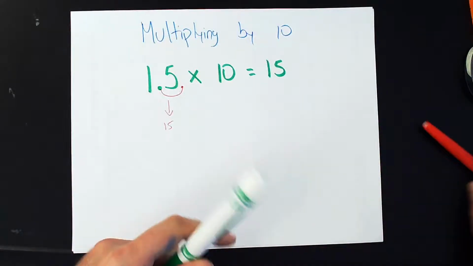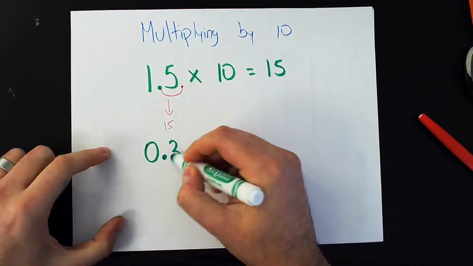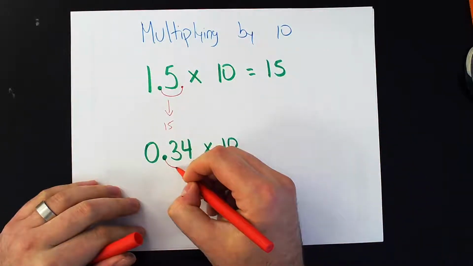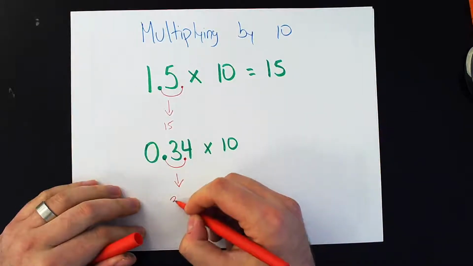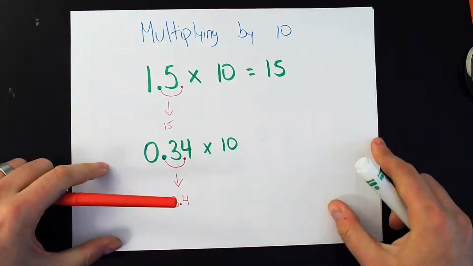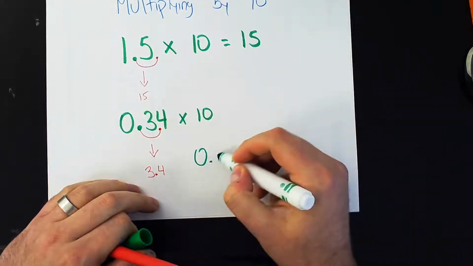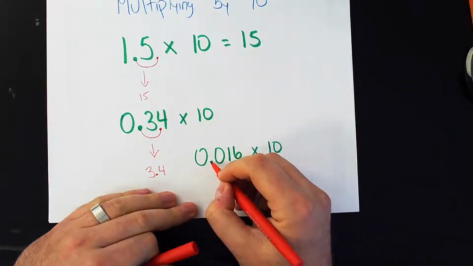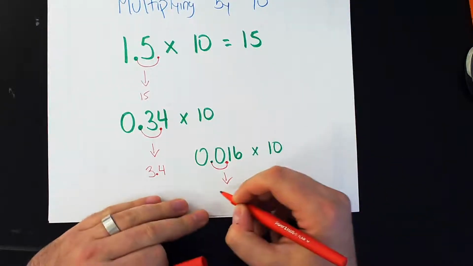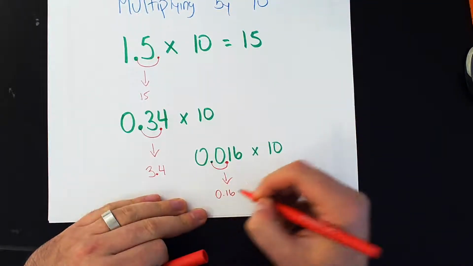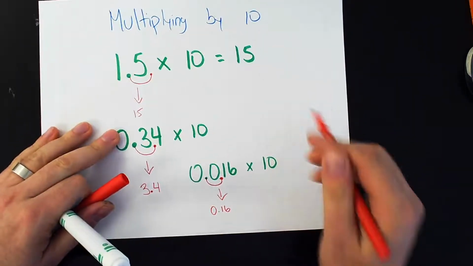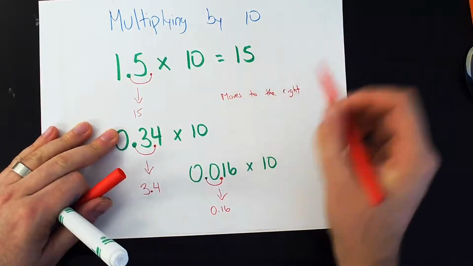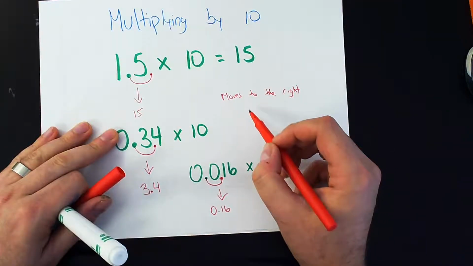Okay, another example is if you have 0.34, multiply that by 10. If you move the decimal over, it now goes here. So this number becomes 3.4. Same thing applies if you have 0.016, multiply by 10. Take the decimal, you move it over here, and it makes our answer 0.16. So the key is when you're multiplying by 10, the decimal moves to the right the amount of spaces as there are zeros. So in this case there's 1 zero, it moves over to the right one time.